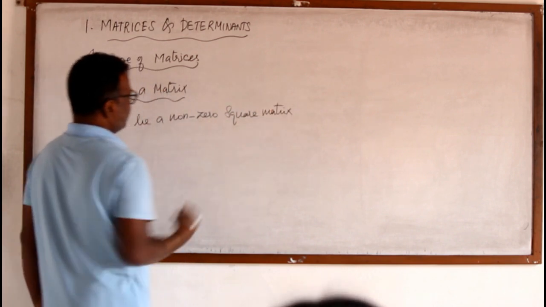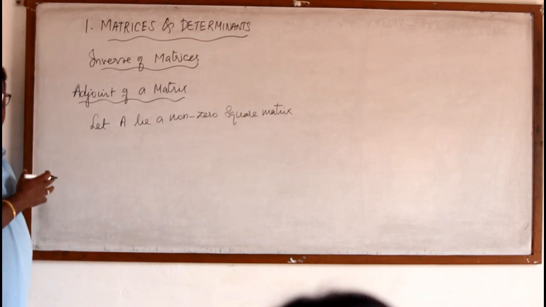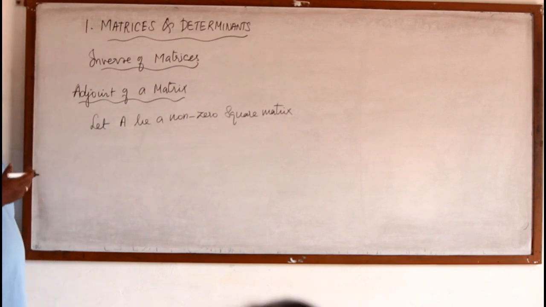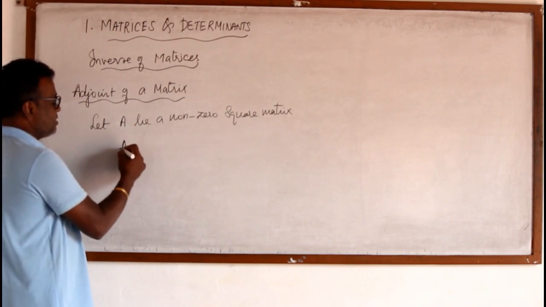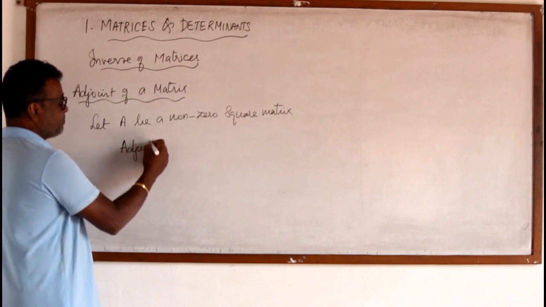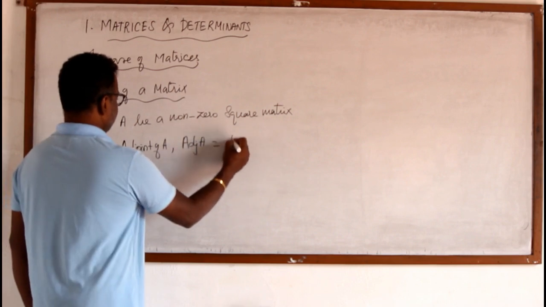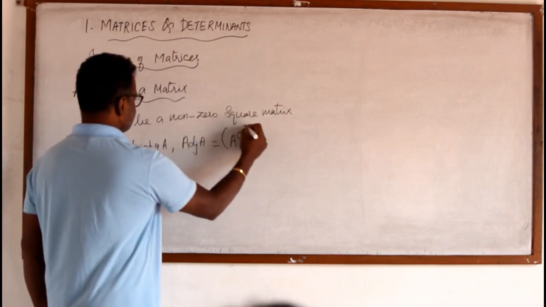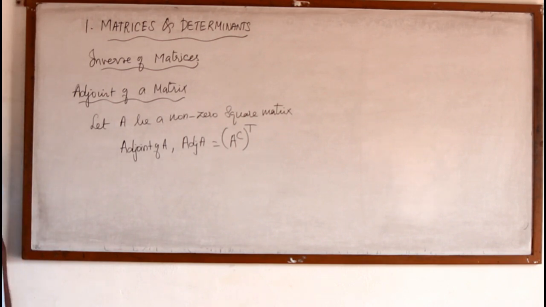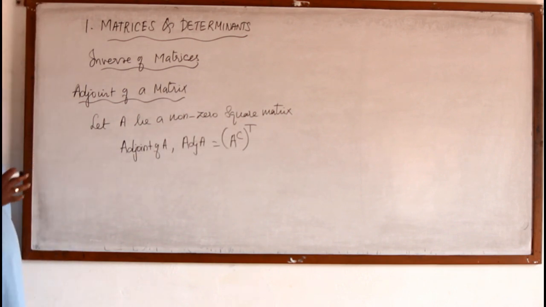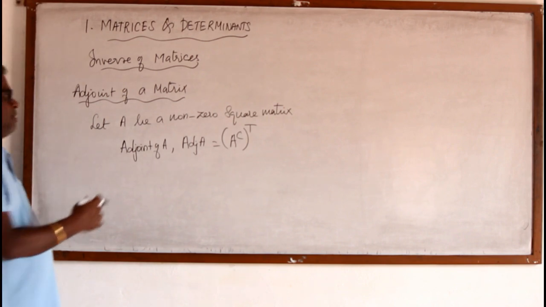So we need a square matrix in which it must be non-zero. All the elements must be there and all the elements must be of equal row and equal column. Then we say it is a square matrix. Then adjoint of A is given by the formula: A cofactor matrix transpose. A cofactor matrix we study in our 11th standard. We have to find out the cofactor matrix of this matrix A, and then find the transpose of that. If I find the transpose of this cofactor matrix, then it gives the adjoint of A.